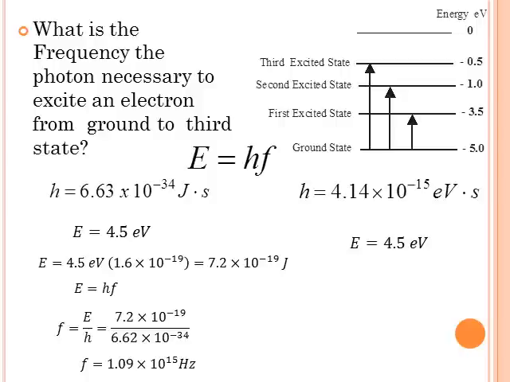Or if I don't want to do the conversion, to make my life a little bit simpler, I just take E in its current form, 4.5 eV, and plug that straight into the equation and use this other constant instead, right? Plug it in, do your math, it comes out the same number. All right?